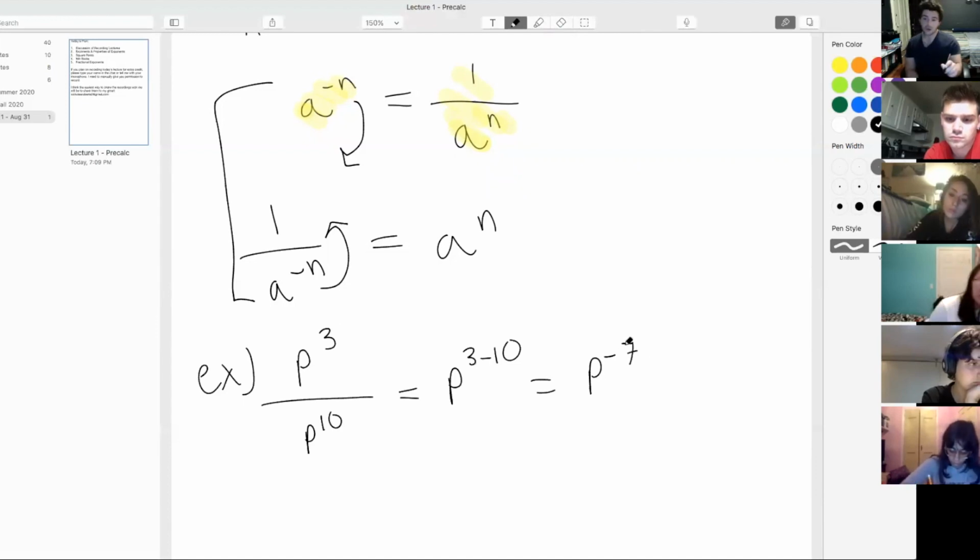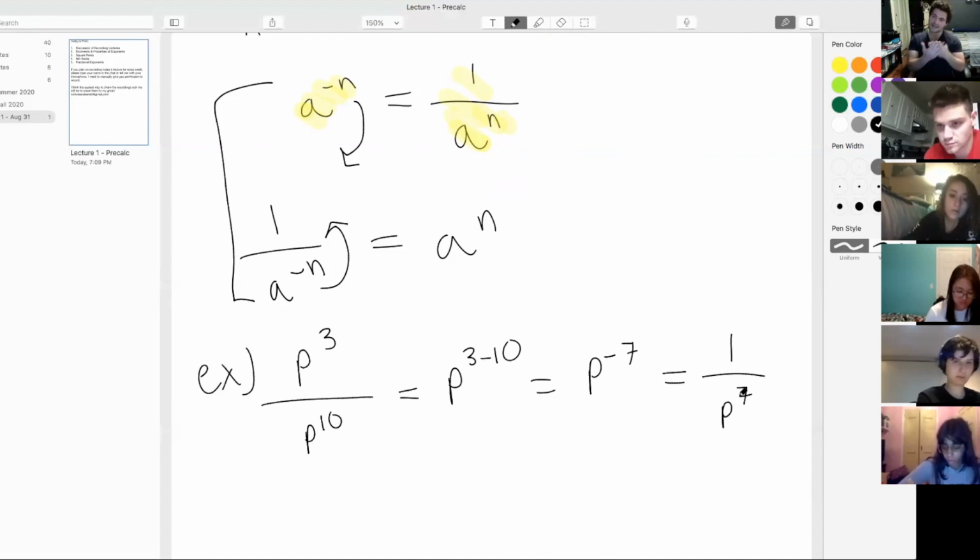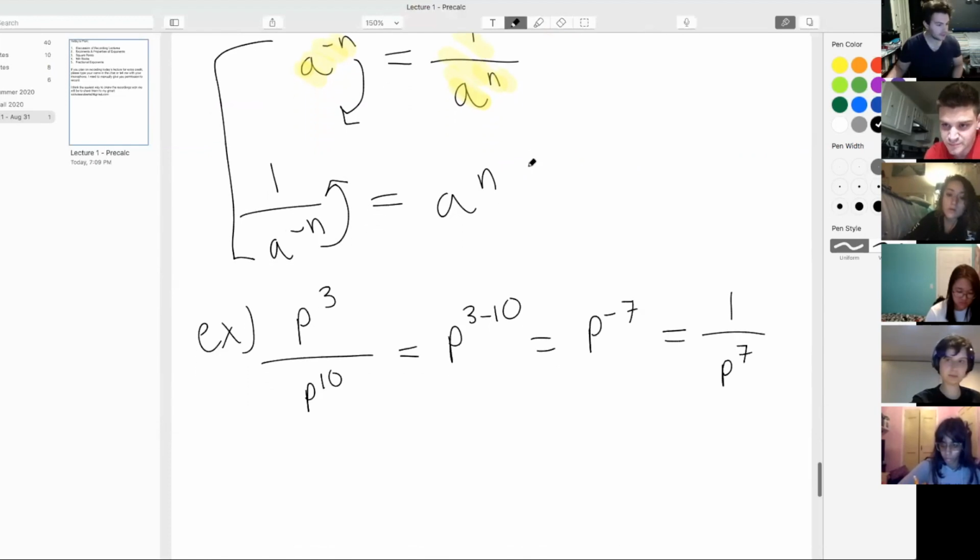Good, and now the next equal sign, I will apply the rule. So bring that into the denominator. That'll be 1 over p to the positive 7th. Okay, I brought it down, so I made the exponent positive. All right, so I hope that's okay.